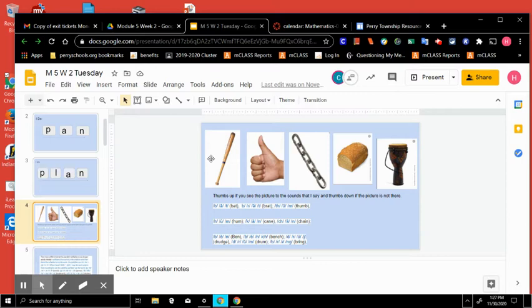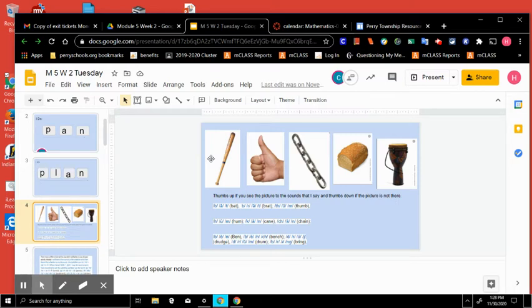What if I said mm? Pause your computer and blend those sounds together. And what is your new word? What is your word that you got when I said mm? And do you see a picture of that? Thumbs up or thumbs down? What if I said at? Do you see a picture?